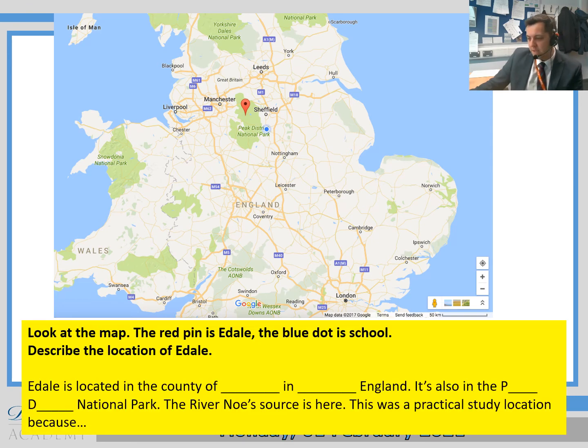There is some suggested sentence structure at the bottom of the slide there. Pause the video and spend 5 minutes on that task. See you in a minute, or 5.